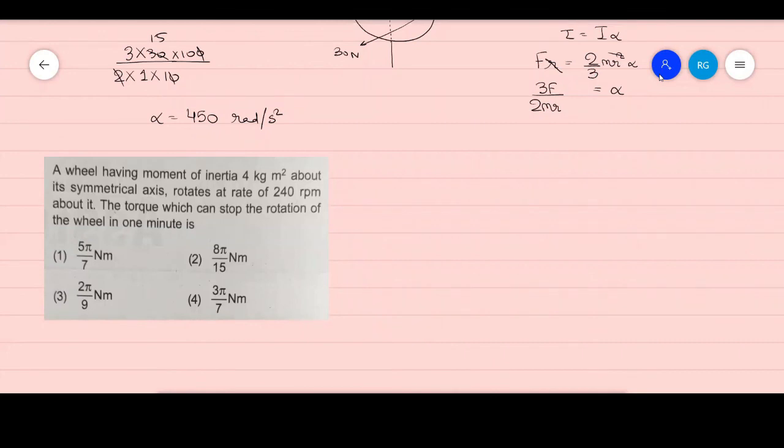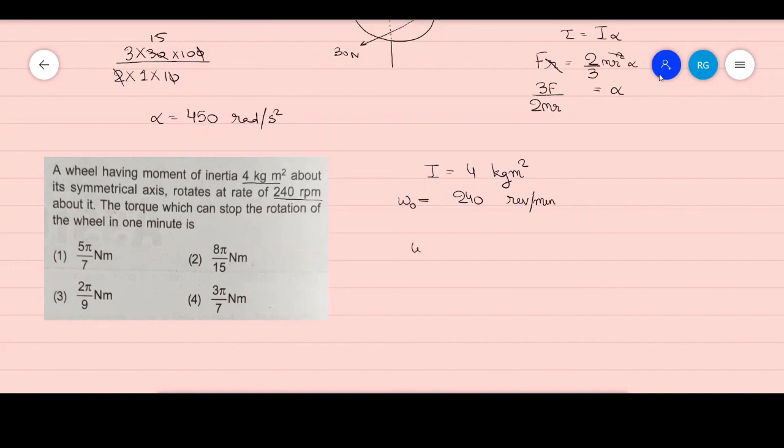So let us have a look at one more question. The question says that a wheel having moment of inertia 4 kg meter square about its symmetrical axis rotates at the rate of 240 rpm about it. The torque which can stop the rotation of the wheel in 1 minute is. Now here they have given the value of I, 4 kg meter square, and they have given omega naught. The value of omega naught is 240 revolutions per minute.